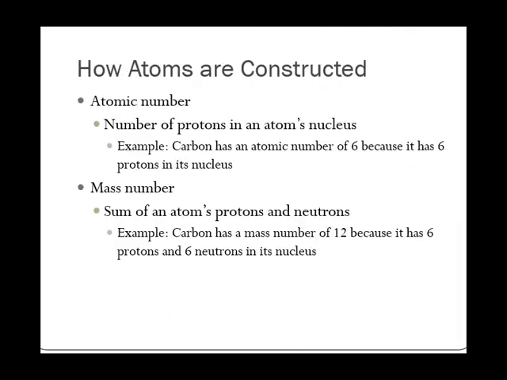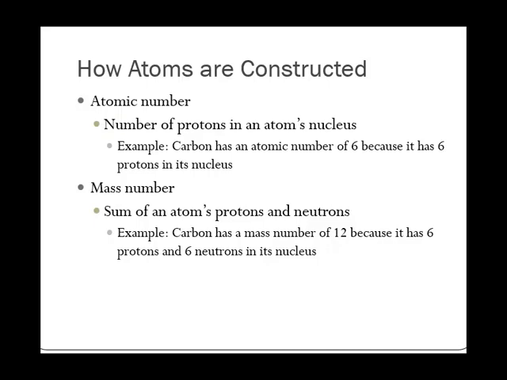The atomic number of an atom is the number of protons. In fact, every atom is defined by how many protons it has. An atom with 1 proton is hydrogen. An atom with 2 protons is helium. An atom with 3 protons is lithium, and then beryllium, and etc. So carbon has an atomic number of 6 because it has 6 protons in its nucleus.